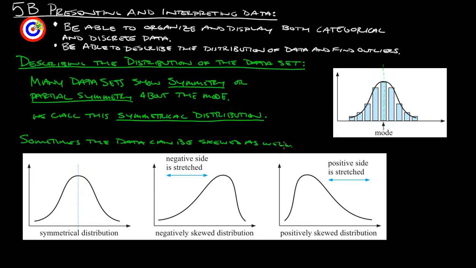All right. Now, sometimes the data can be skewed as well. So again, here's a nice symmetrical distribution. So you fold it one side to the other. Sometimes the data is going to be skewed to the right, and when there's more data on the right side, it's called a negative side. The negative side is stretched. In other words, you picture holding onto this here and you pull it this way. So this negative side here got stretched. So this is a negatively skewed distribution.